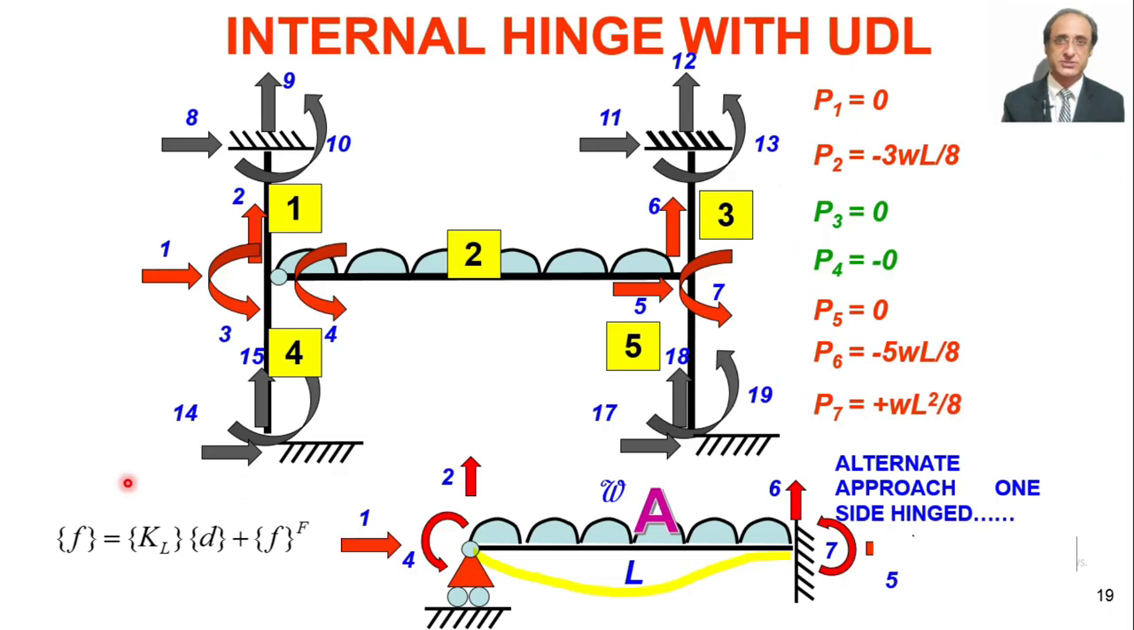Just like we have a correction for the member end forces, similarly we have a correction for the member end displacements also, because this particular structure will have rotation at this end, and this has to be added to the final rotation we get after solving the system of equations.